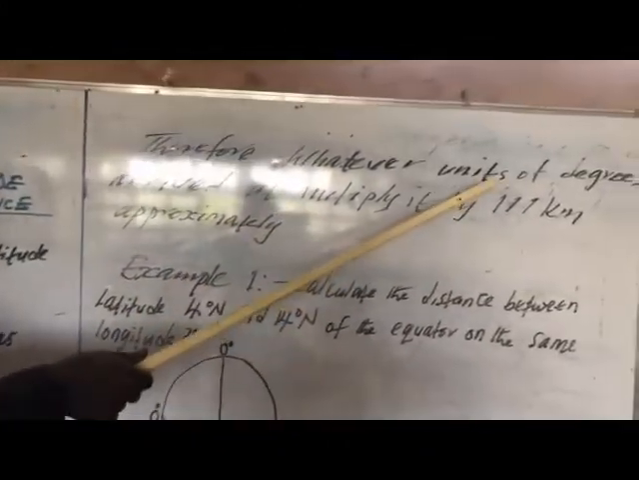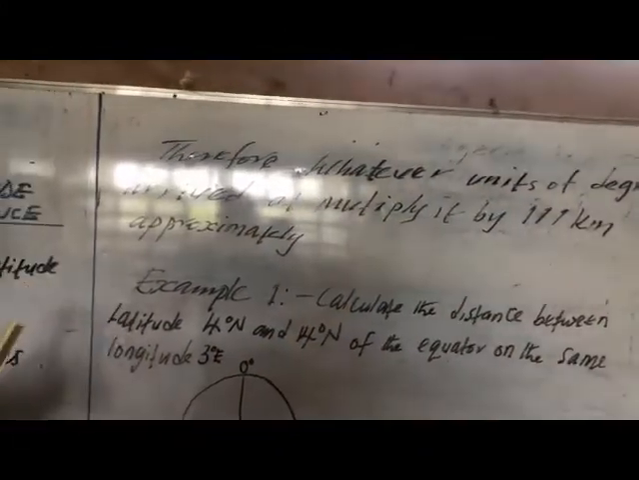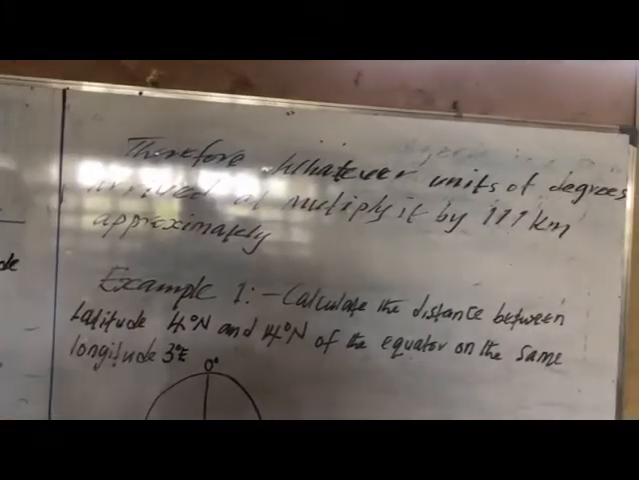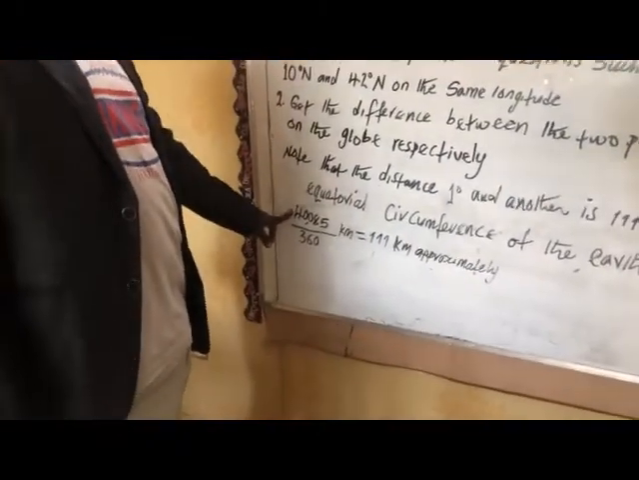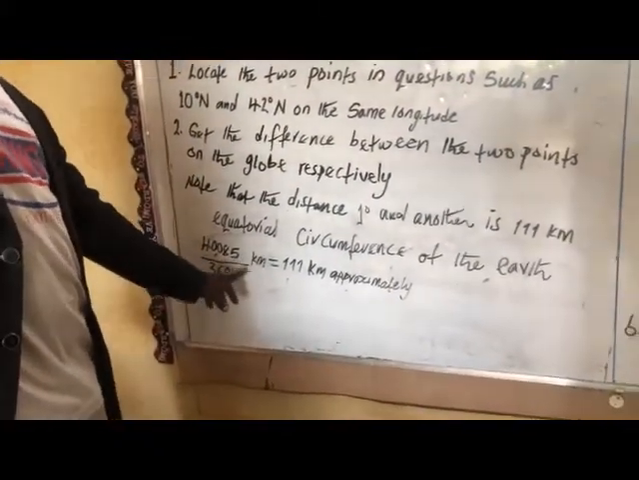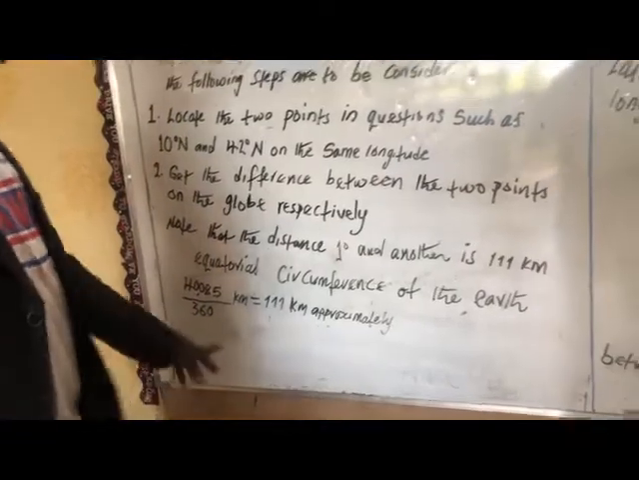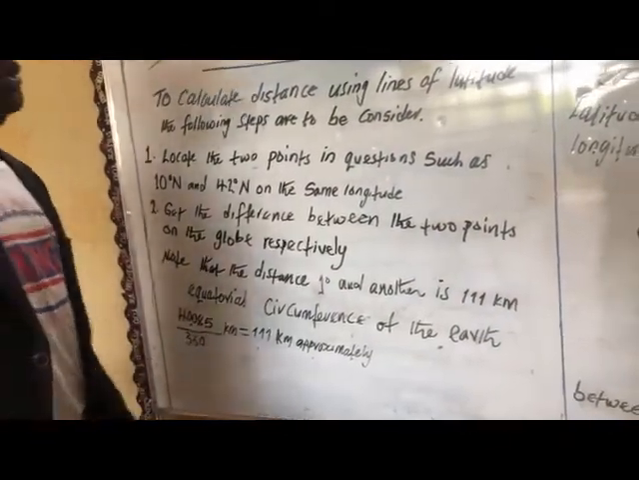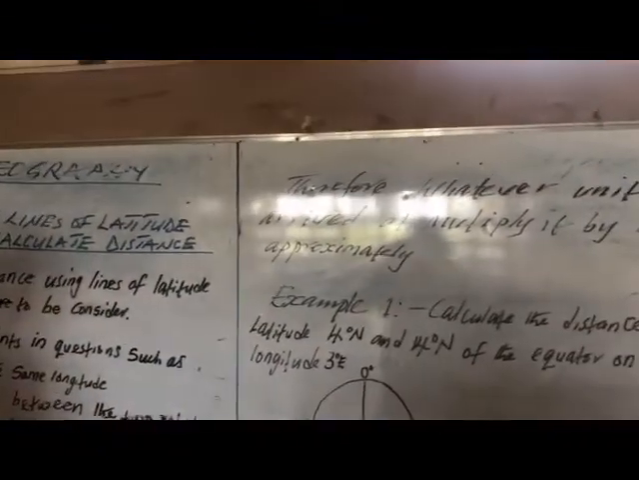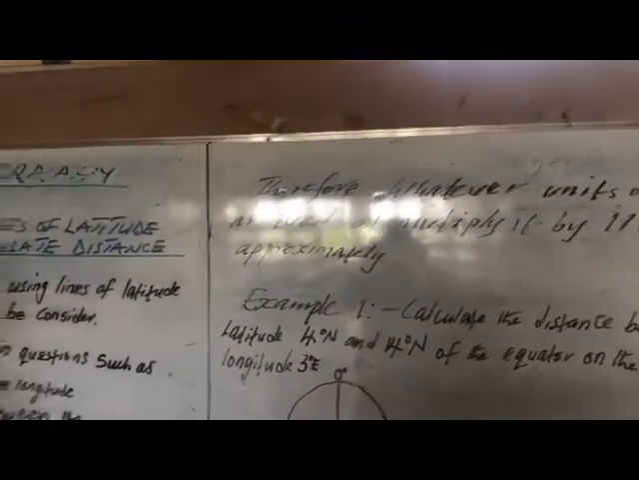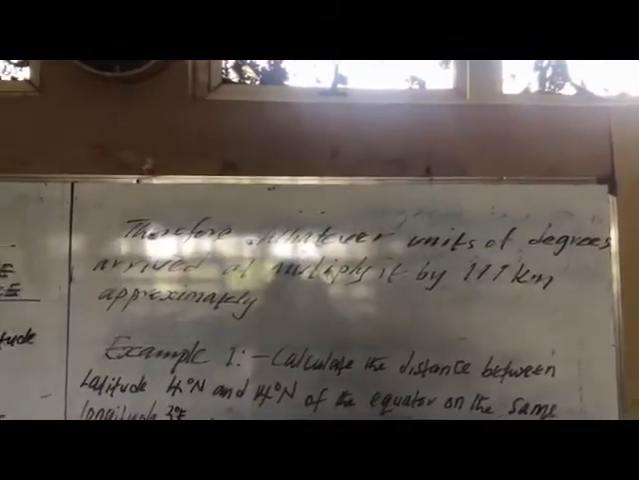Therefore, whatever units of degrees you arrive at, it means you are to multiply it by this result, which is 111 kilometers, and that will lead you to the distance.